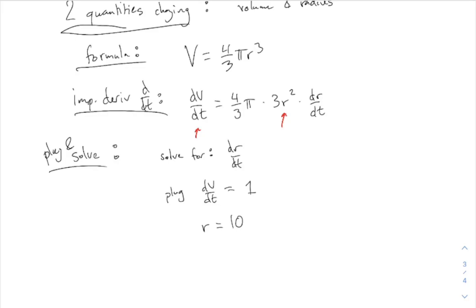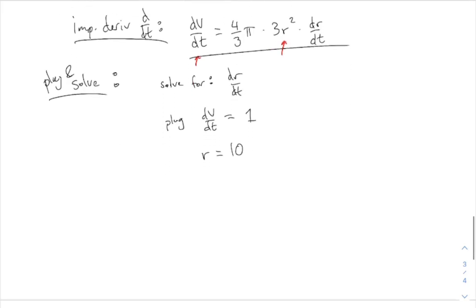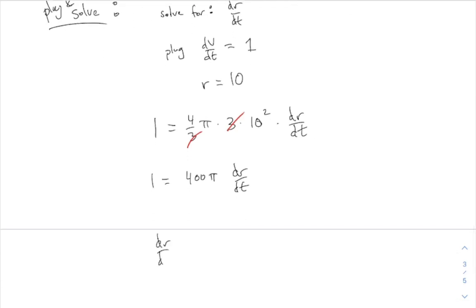All right, anyway, let's do it. Plugging all that stuff into this formula, on the left it's going to be 1 equals 4/3 pi times 3 times 10 squared times dr dt, which is what I'm solving for. These 3's will cancel, which is nice. And then 10 squared is 100. This is 400 pi on the right side. 1 equals 400 pi dr dt, and then solve for dr dt. 1 over 400 pi. That's quite a small number, isn't it? 1 over something like 1200, right?